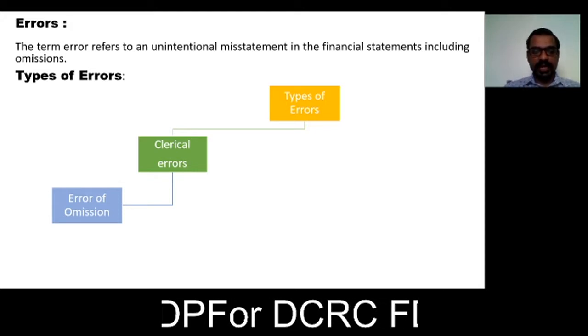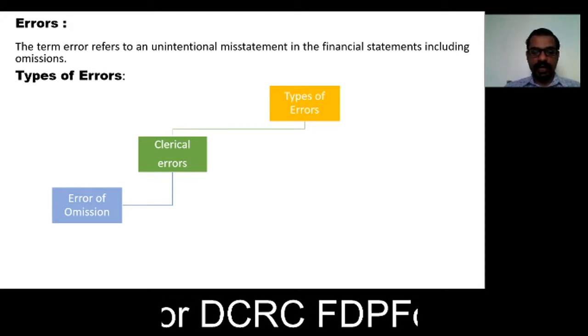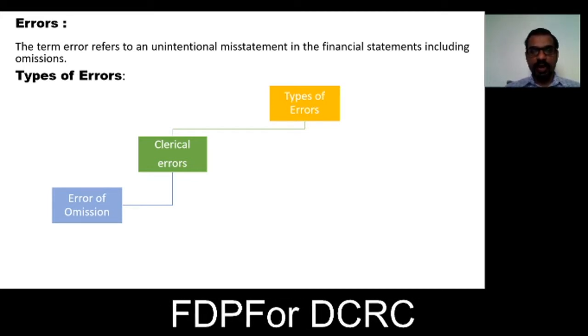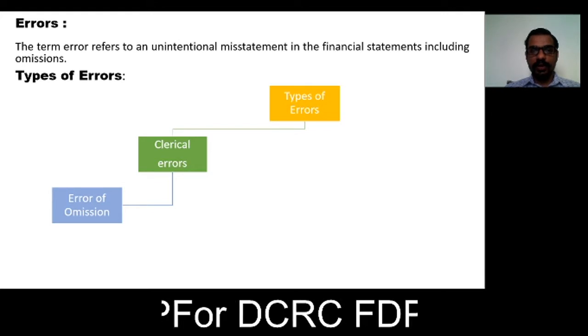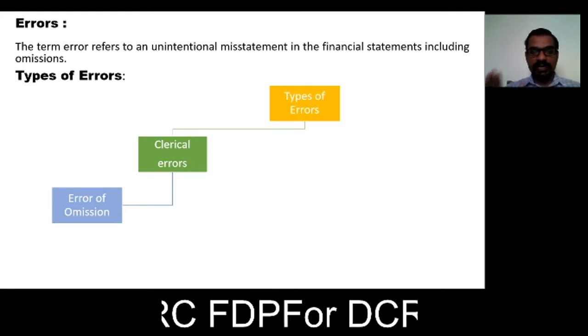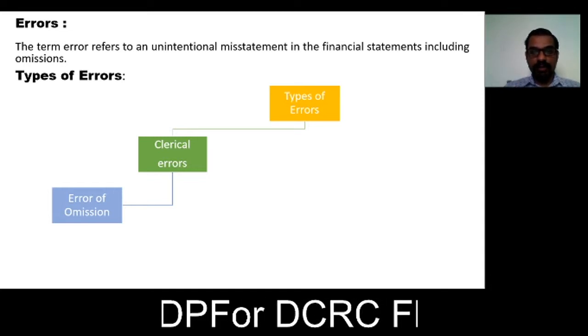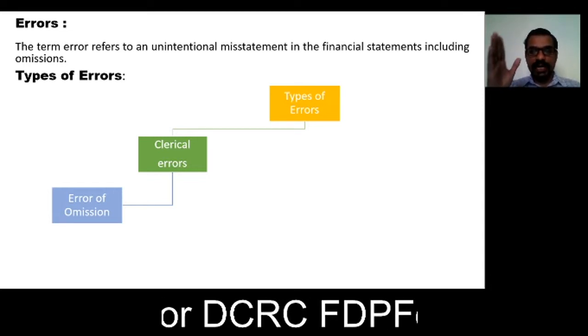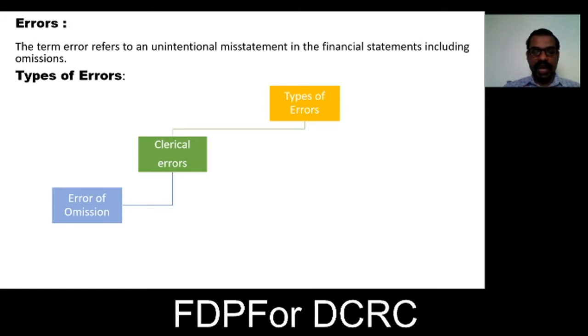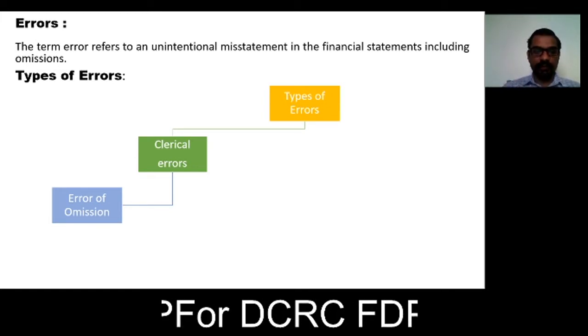So under the clerical error, there is a first subtype: error of omission. Error of omission happens when the transaction is fully or partly not recorded in the books of account. Means when the transaction is missing fully or partly, at that time the error occurs. That kind of error is called the error of omission.